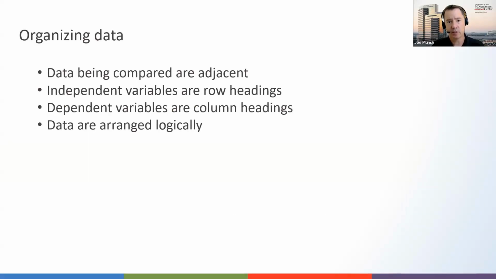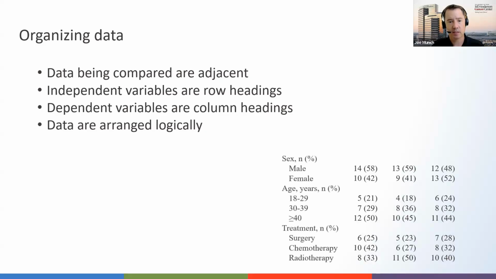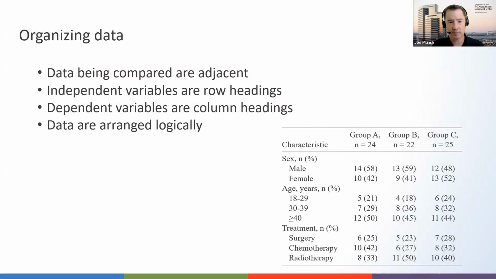Here are some considerations for organizing data in a table. Place the data to be compared adjacent to each other, ideally side by side. Typically, independent variables are used as row headings, and dependent variables are used as column headings. Arrange the data in logical order. So, for example, all demographic data are provided, and then all treatment data are provided.